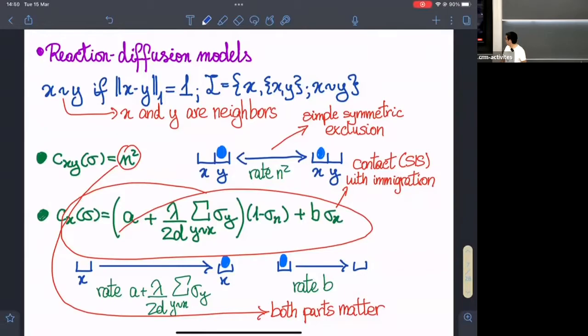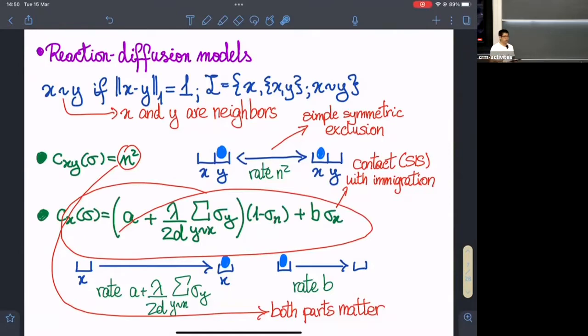Sometimes people do these schematics. If I tell you Cxy is equal to n squared, there is this other drawing here that tells you that you do this transformation in both directions. You do it at rate n squared. Okay, so now let me put the reaction. What is this reaction? It is the rate at which these flips occur.